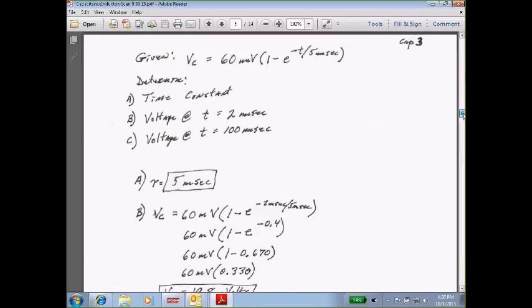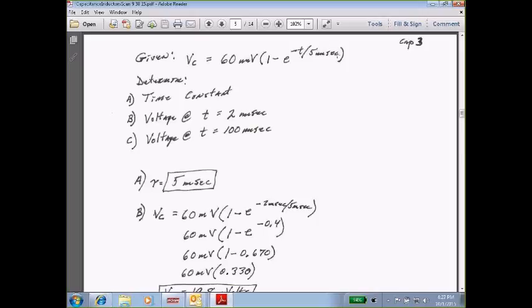Okay, here's the first problem dealing with the capacitors. Given VC is equal to 60 millivolts times 1 minus e to the minus t over 5 milliseconds. So what is my time constant, tau? That's what's right here. That's my 5 milliseconds. So tau is equal to 5 milliseconds. Then I want to know what is the voltage at a time equal to 2 milliseconds, and then what is the voltage at a time of 100 milliseconds.